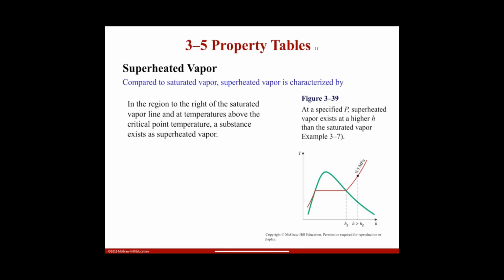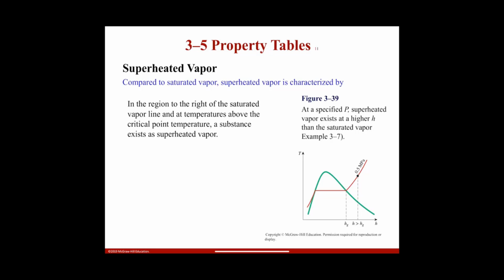Okay, just recapping a little bit, let's go through the states. How do I get data from this state? We were talking about the compressed liquid, but now superheated vapor. Superheated vapor is characterized by the region to the right of the saturated vapor line and temperatures above the critical point temperature, where a substance exists as superheated vapor.